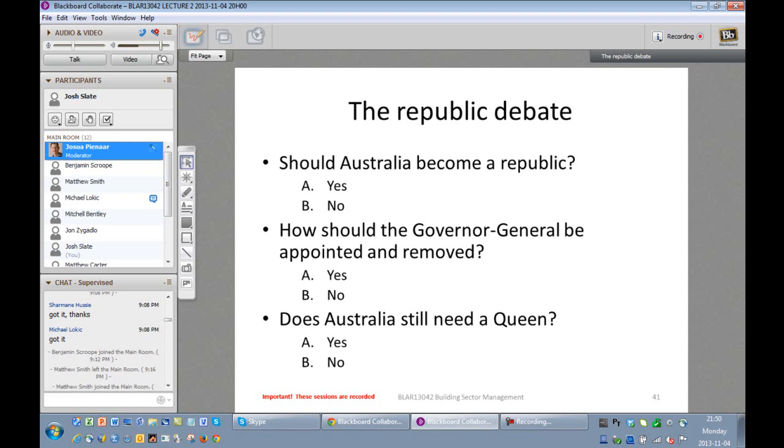All right, so let's clear the board and move on to the second question. Should the Governor General be appointed and removed? I can't remember exactly what I had planned with this question. As a rep for the Queen, do you think we should get rid of her? Green tick says yes, red tick says no. Once again, Michael's got a yes there, and a few no's over there.